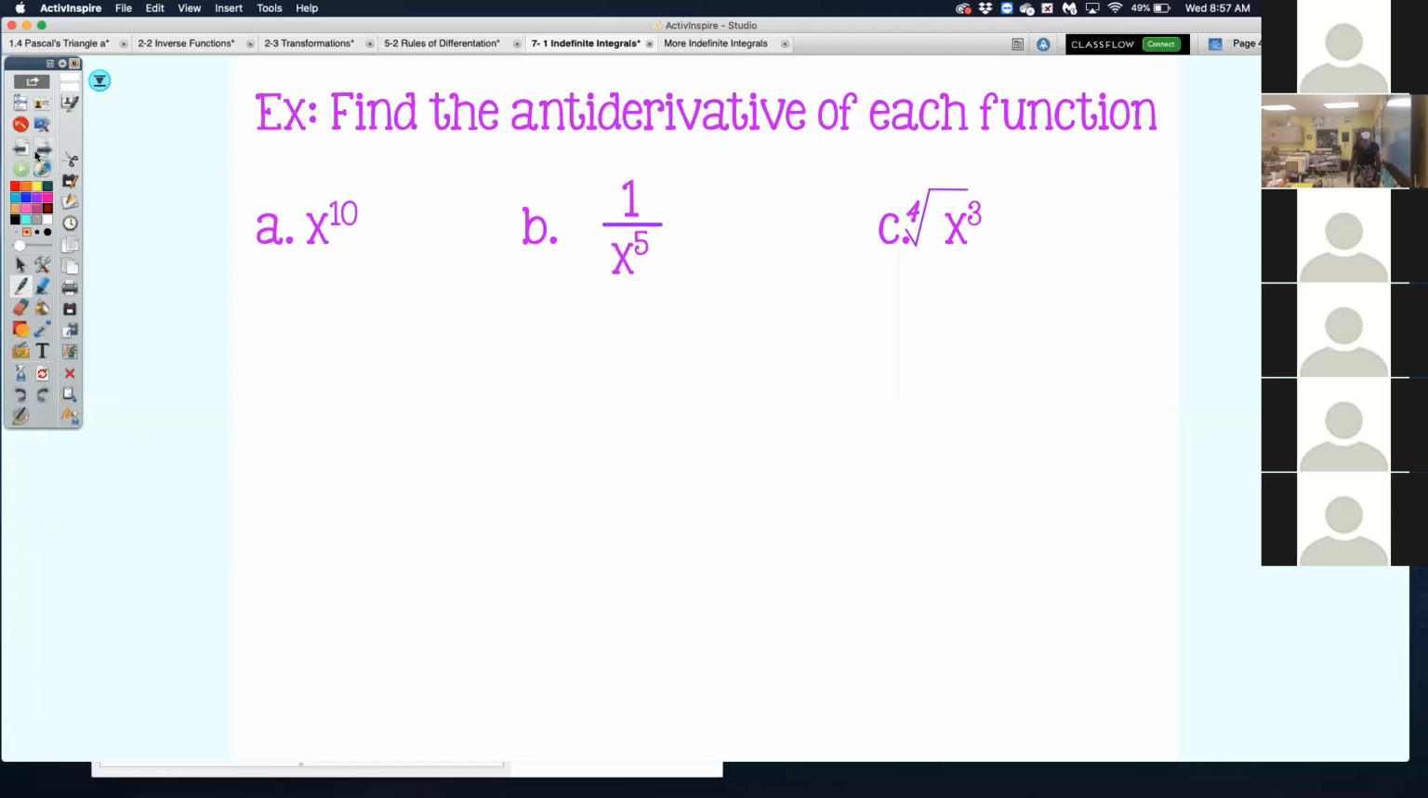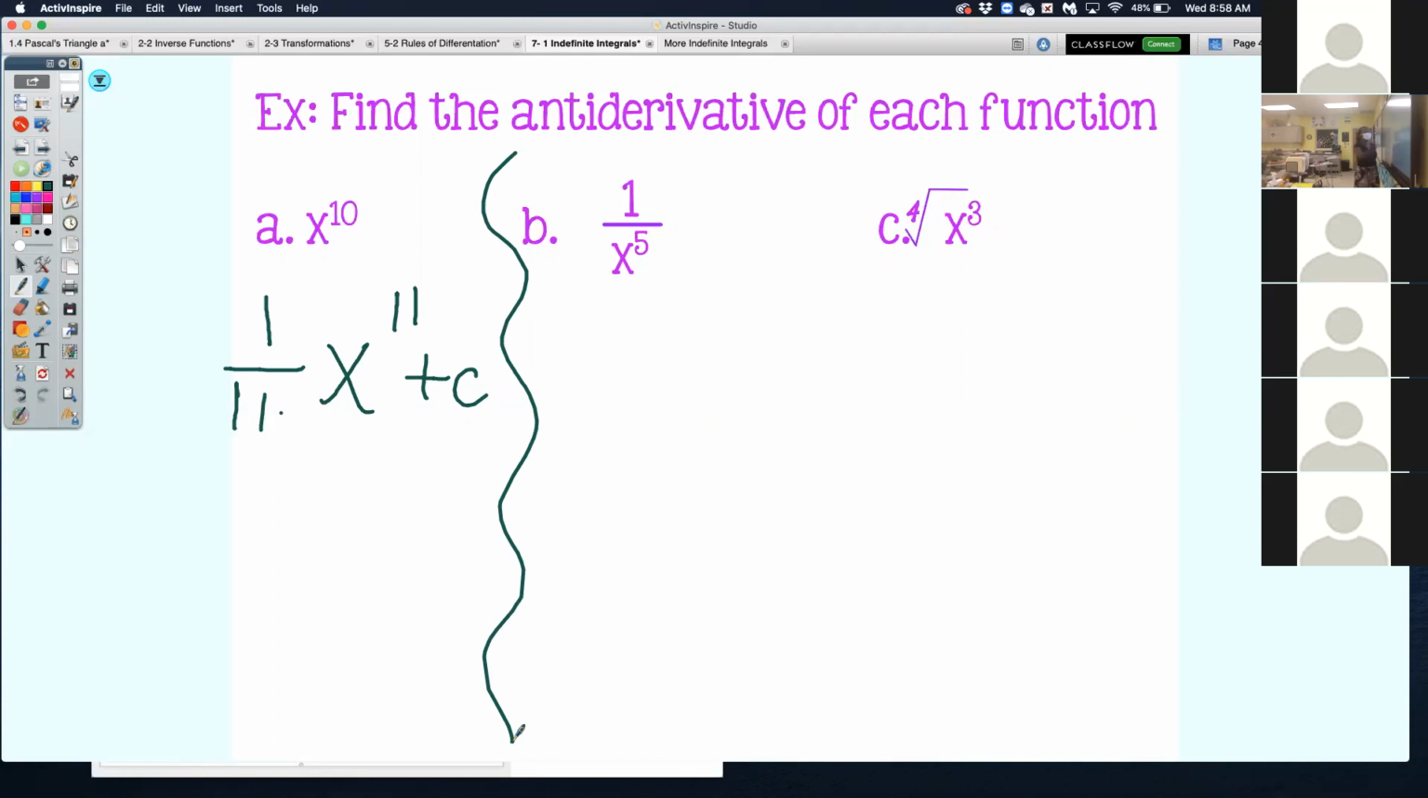So we're going to find the antiderivative of each of these functions, okay? I'm going to do this one with you, then there's going to be some that you're going to do on your own, okay? So when I find the antiderivative, remember, I add 1 to the exponent. So when I add 1 to the exponent, I get what? 11. And then in the front, it's going to be 1 over that new exponent. Then you have your plus c. And that is the antiderivative of x to the 10th power.